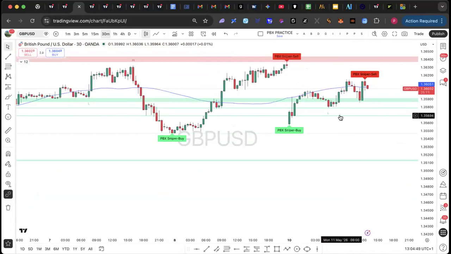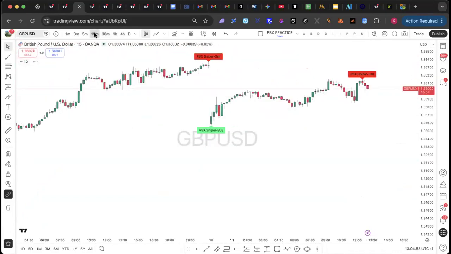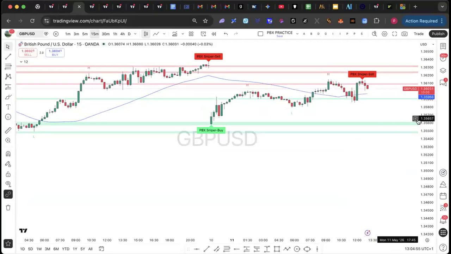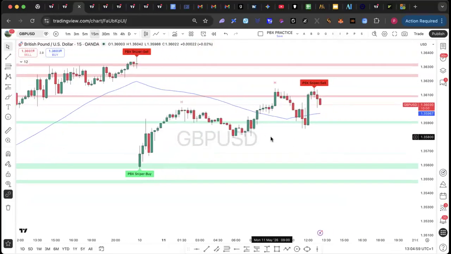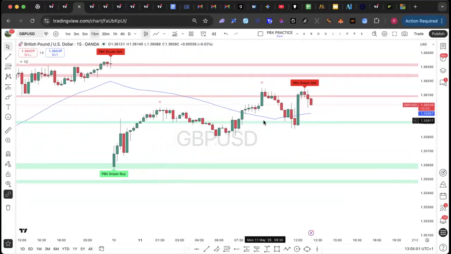Please, are you on 15 minutes on the same instrument, sir? As opposed to 15 minutes. There's a clean entry on 15 minutes, a very clean entry. So there was a clean entry on 15 minutes.